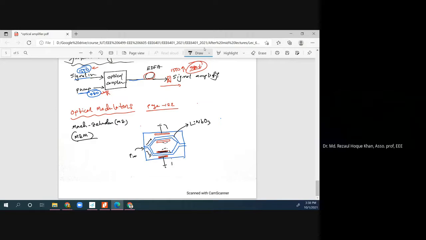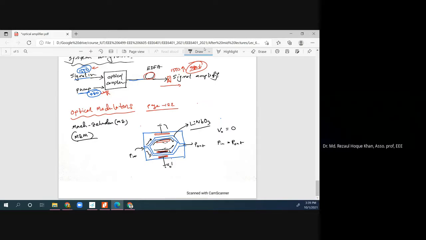Lithium niobate is sensitive to voltage. When the signal goes in two parts, one part in this direction, another part in this direction, and they combine at P out. When no voltage is applied, for example V0 is 0, P in equals P out.